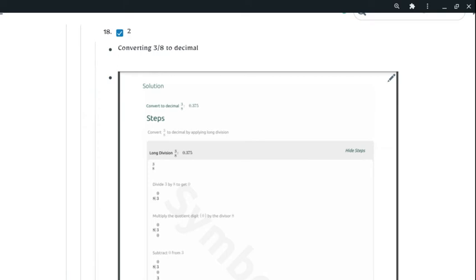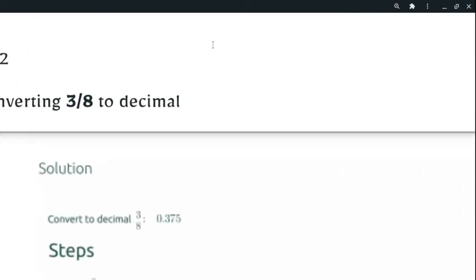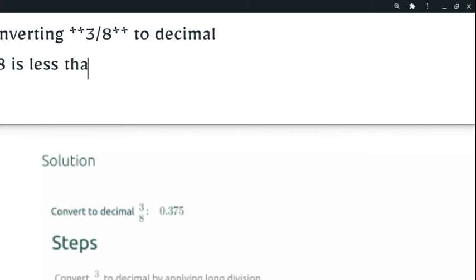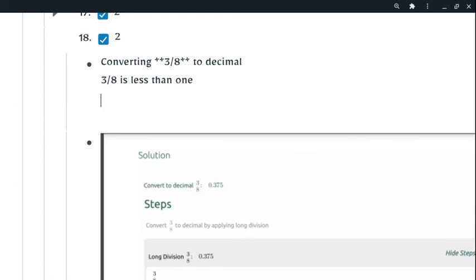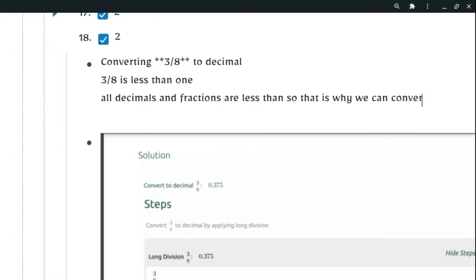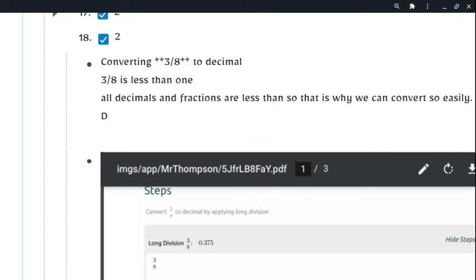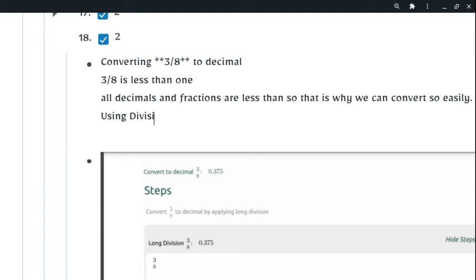But in this question, Khalil, what is this 3 divided by 8? It is called a fraction, right? Yes, sir. So that means this 3 divided by 8 is less than 1. And all decimals and fractions are less than 1, so that is why we can convert so easily. This 3 is being divided by 8, so you're using division to find the decimal form, and we're going to use something called long division.